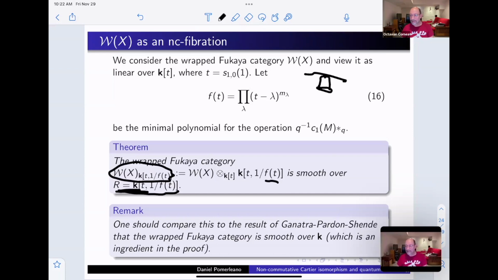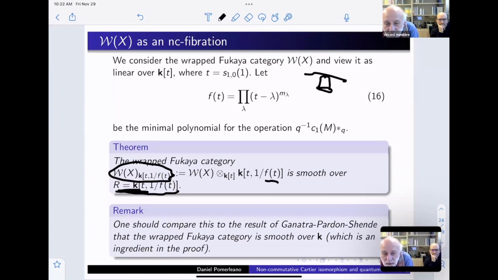Yes, Claude, maybe? May I ask a silly question? Are there consequences of your theorem to something like counting rational curves? Does it say something about how the number of curves grows with the degree or anything like that?